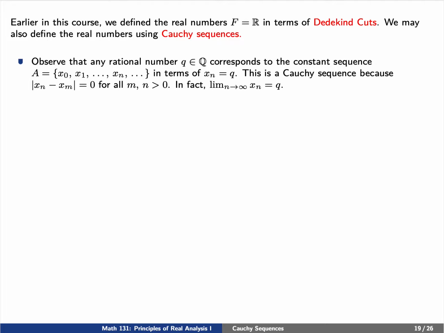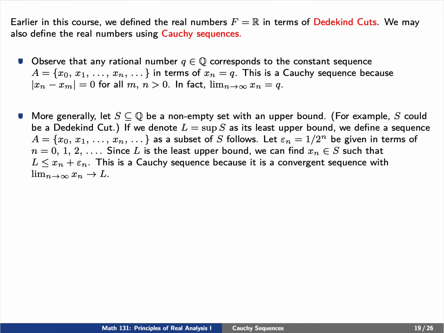Indeed, first notice that any rational number lowercase q is the limit of a Cauchy sequence. This is because we can define a constant sequence where each x sub n is just this constant number q. Therefore, this is a Cauchy sequence and its limit has to be the constant q.